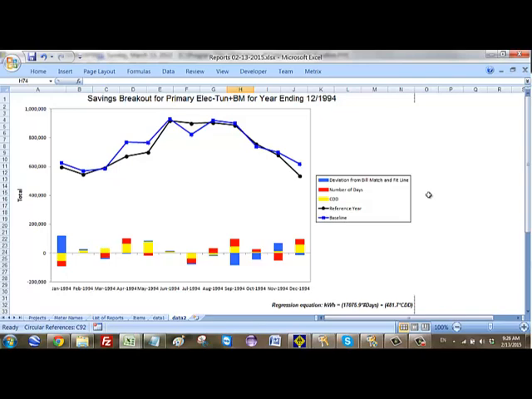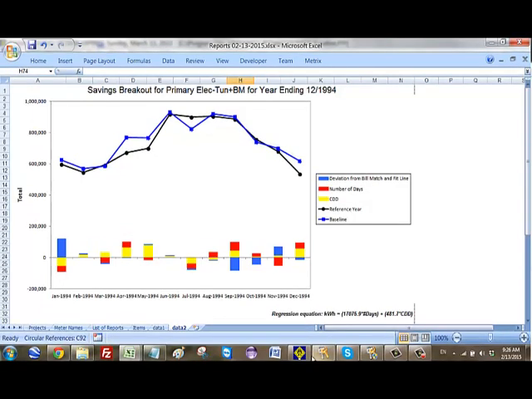Hello, today we're looking at the baseline breakdown report, just trying to get a better understanding. Specifically, we're looking at a meter that has been tuned and also has a bill match on top of it. If we're looking at this graph here, we can see that we've got two lines up top. The blue line's the baseline and the black line's the reference year.